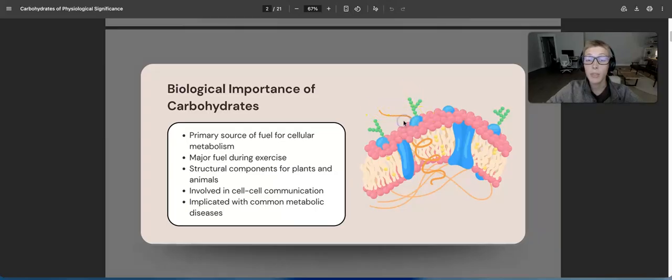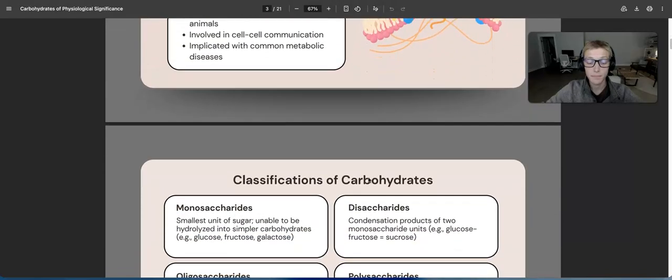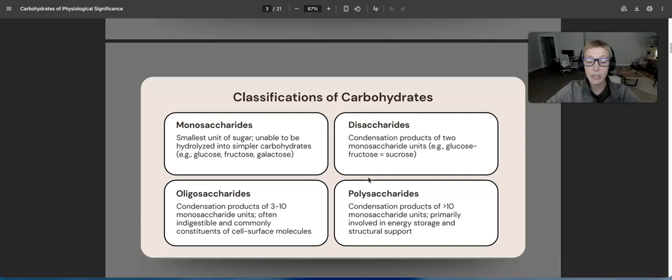They're also implicated with several metabolic diseases, most notably diabetes mellitus, which is a growing public health concern. There are 4 classifications of carbohydrates based on the size, or rather length, of the carbohydrate chain.